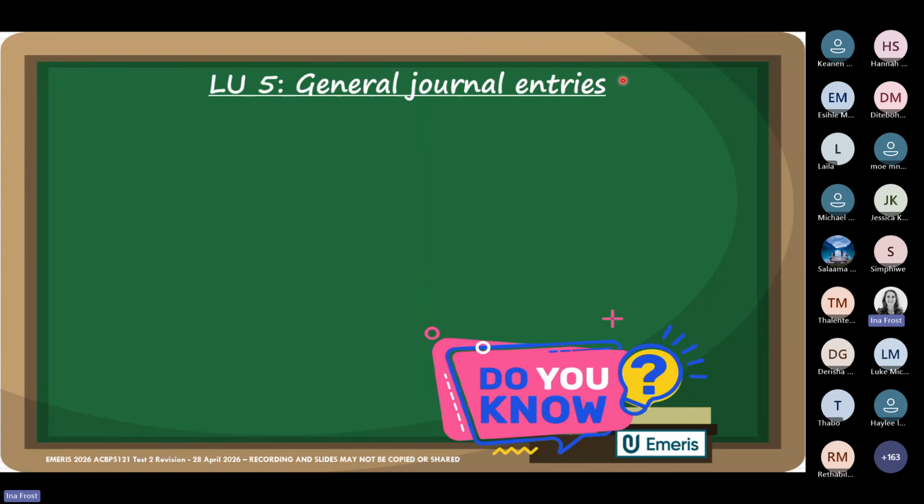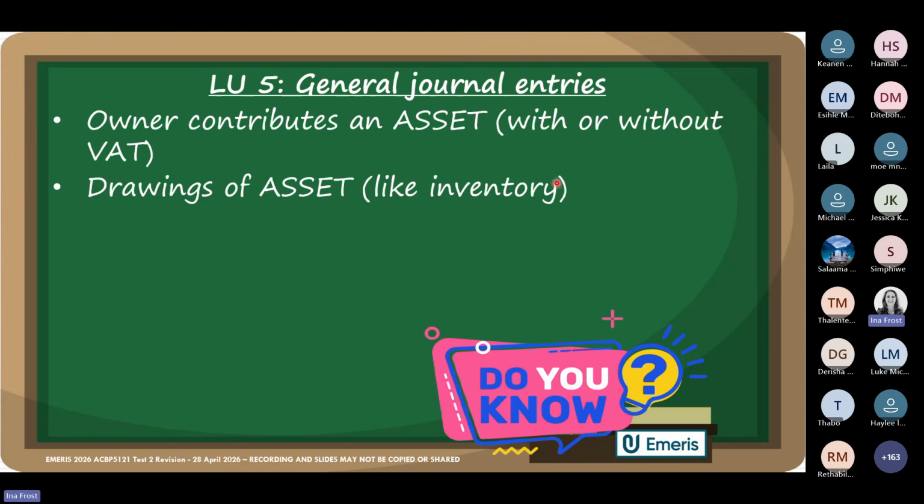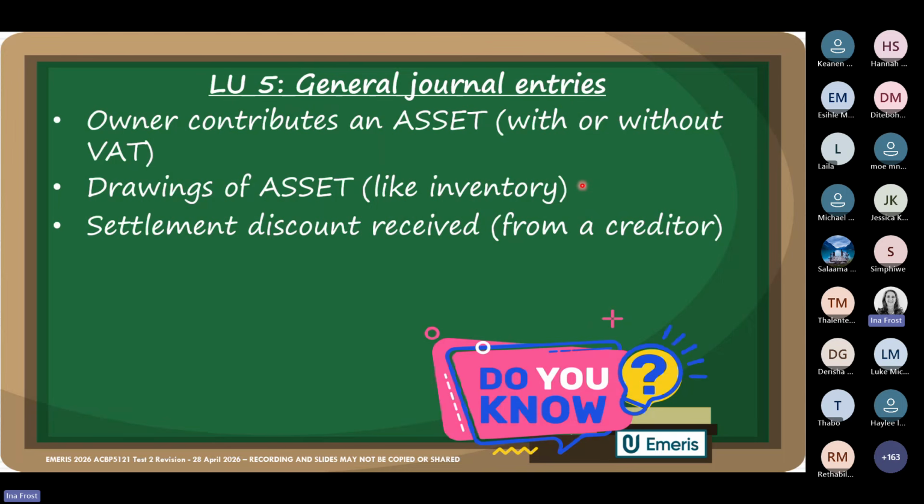The entries that you must make sure you know how to do are, first, what happens if the owner contributes an asset to the business. There can be 2 variations: with or without VAT. Then there is the drawings of assets, like the inventory, and we already looked at that entry when we looked at our Learning Unit 6 earlier this morning. Then there is a settlement discount received from creditors, and again, we looked at that entry earlier this morning in Learning Unit 6.